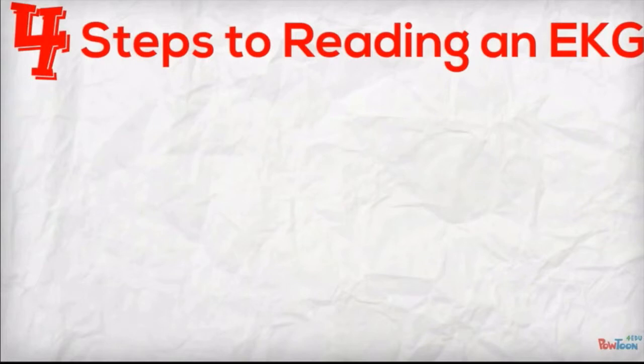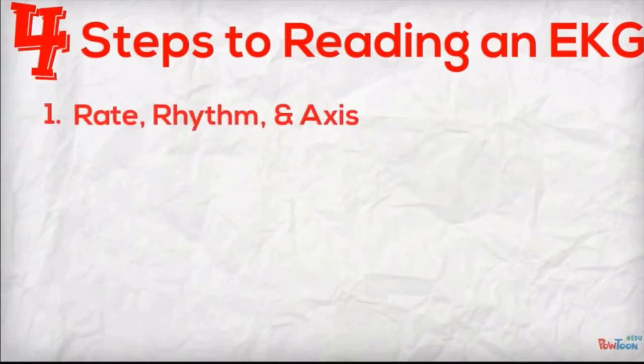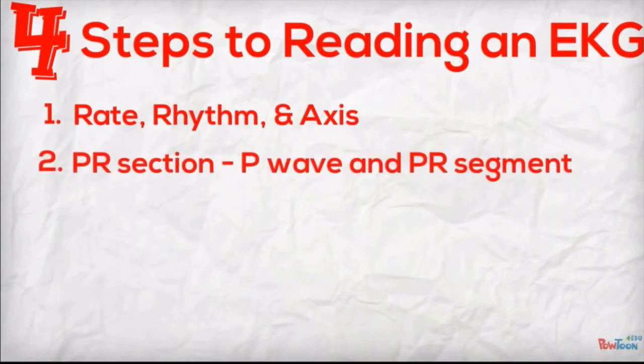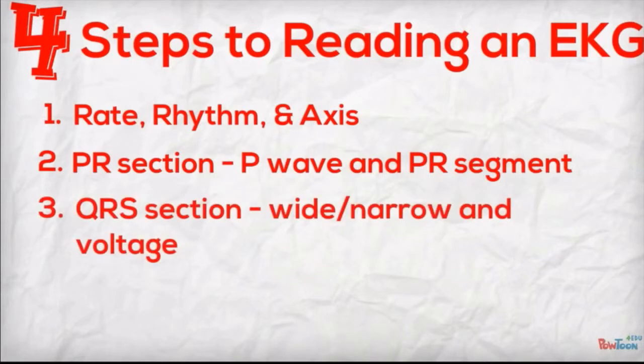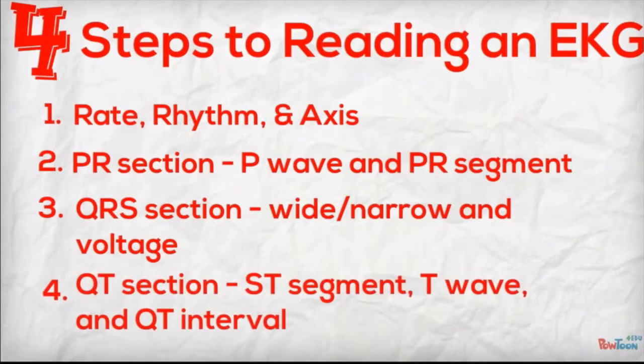So let's review the 4 steps. The first step, let's look at rate, rhythm, and axis. Second step, look at the PR section, the P wave and the PR segment. Third step, let's look at the QRS section. Is it wide or narrow, and is the voltage too tall? The fourth step, let's look at the QT section. Look at the ST segment, the T wave, make sure it's not inverted, and make sure the QT interval is not long.